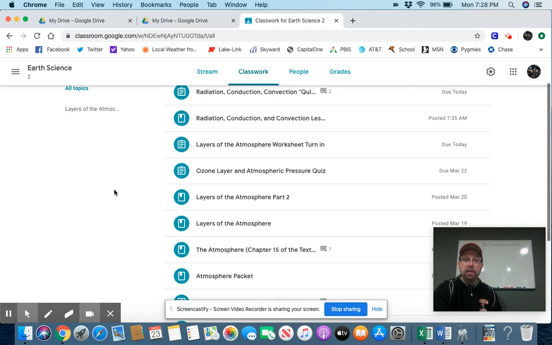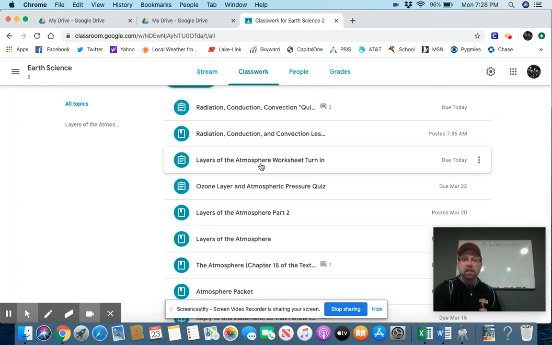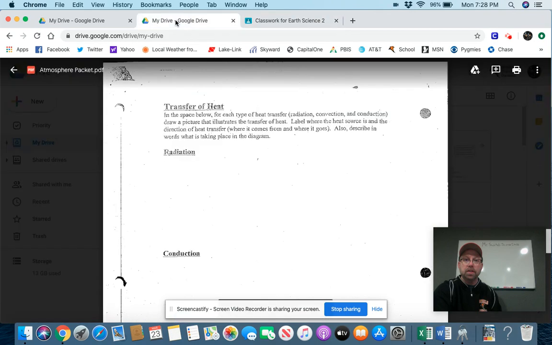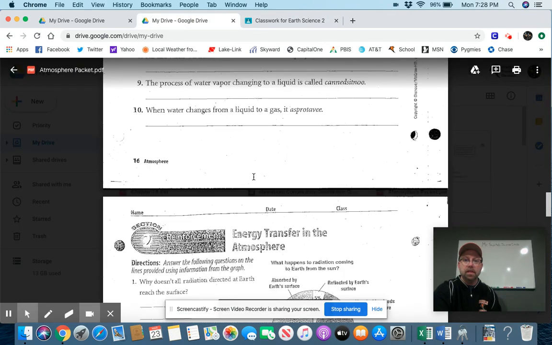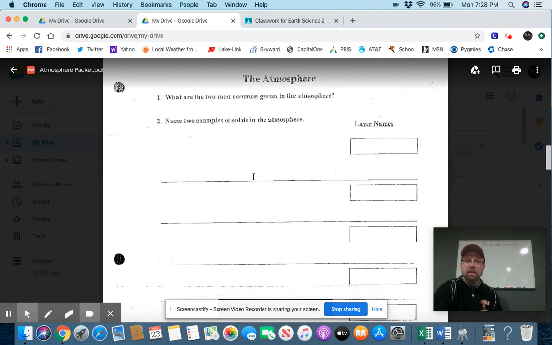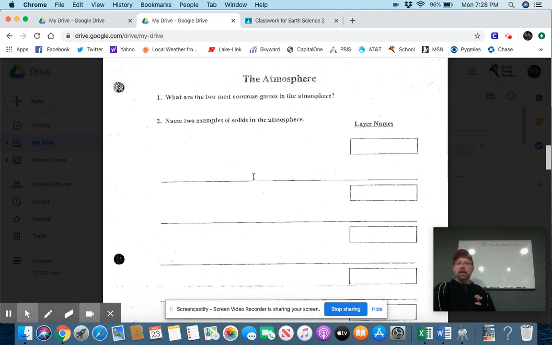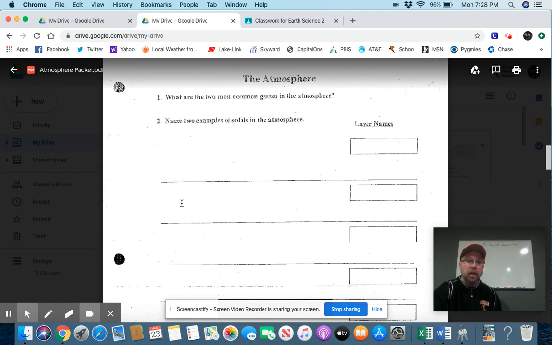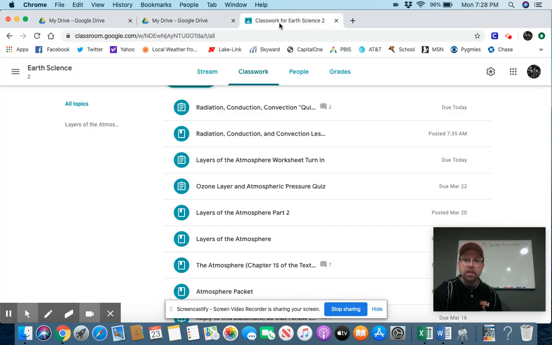Today, there were a couple of things. One was the layers of the atmosphere worksheet turn-in, and that was this page in the packet. Now, quite a few of you have turned that in. There are some that I have not seen yet. Ideally, you upload it through Google Classroom. There have been a few people that haven't been able to make that work. They've just taken a screenshot of it and emailed it to me. I can make that work too. I would prefer if you got it to me through Google Classroom, but if we can't, we can't. So I will take it either way that you get it to me.